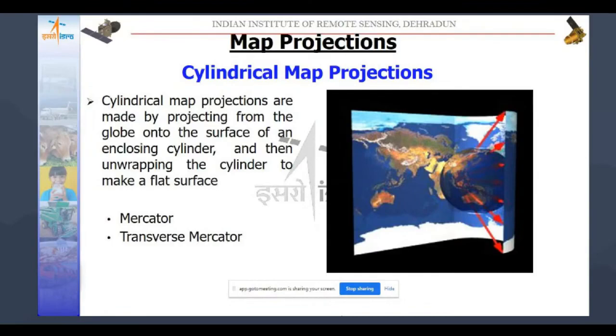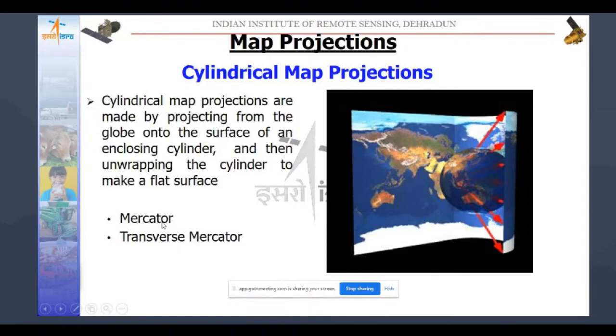So what we are doing is projecting the three-dimensional things onto a two-dimensional map, and the transformation of three-dimensional to the two-dimensional map is called map projection. Generally we do this using, suppose, a cylinder. Inside the cylinder we place the globe, project onto the wall of the cylinder, and then unwrap it. So it is called cylindrical map projection.